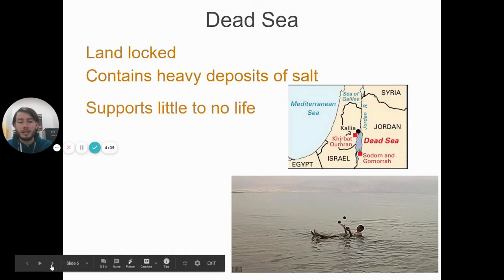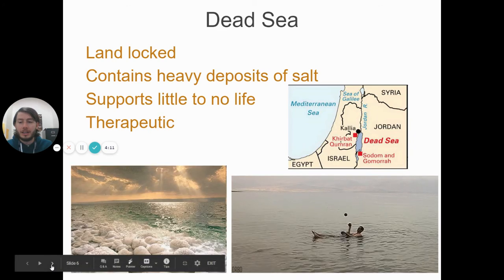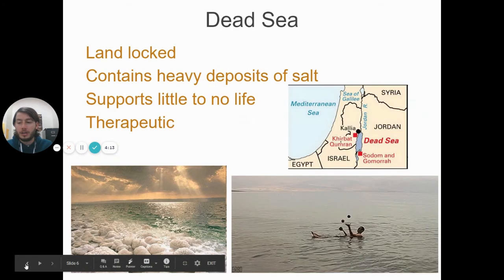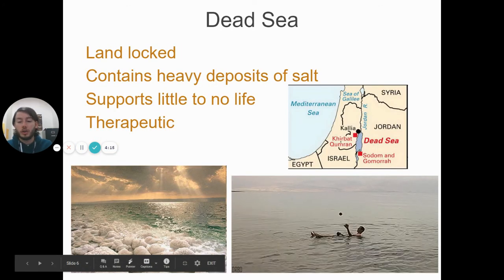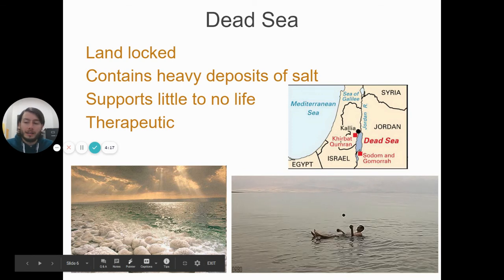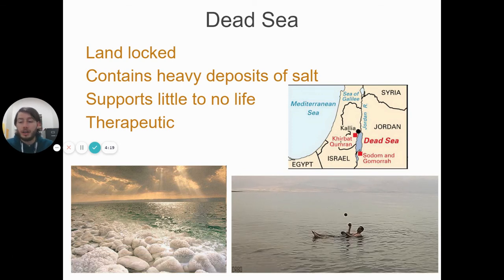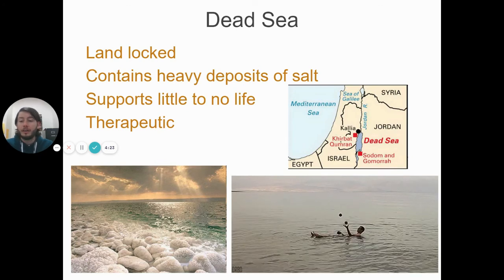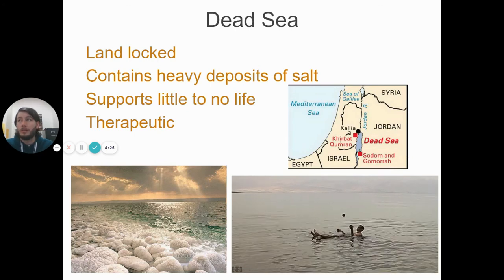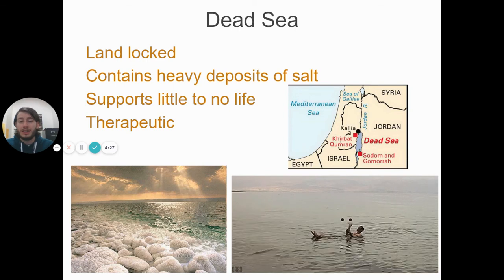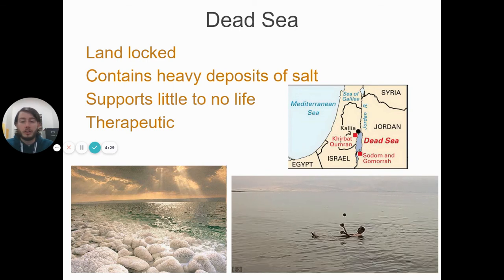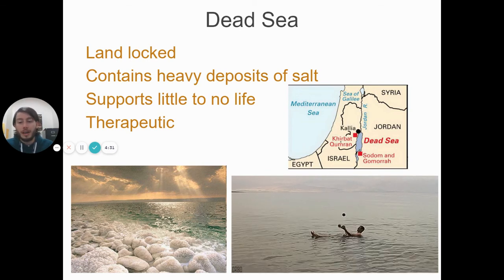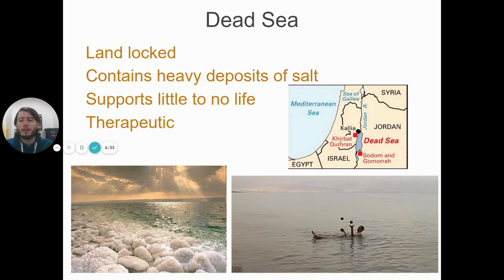Okay, the Dead Sea. It's landlocked. The Dead Sea is called the Dead Sea because nothing lives in it. It's so salty that no fish can live in it. There's very little plant life and very little animal life as well. It has heavy deposits of salt, it supports little to no life, and it's said to be therapeutic.